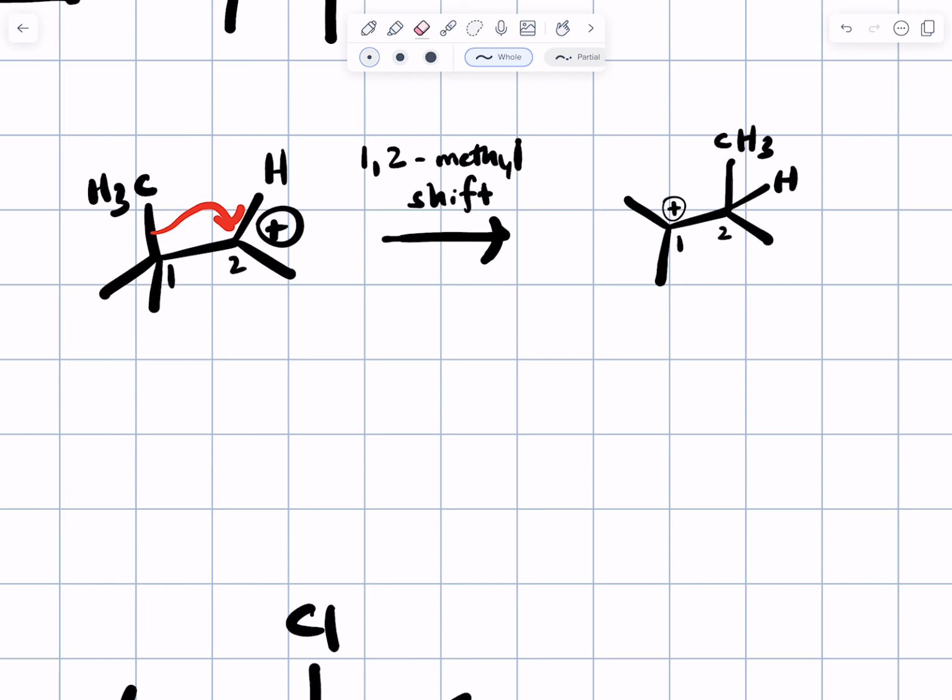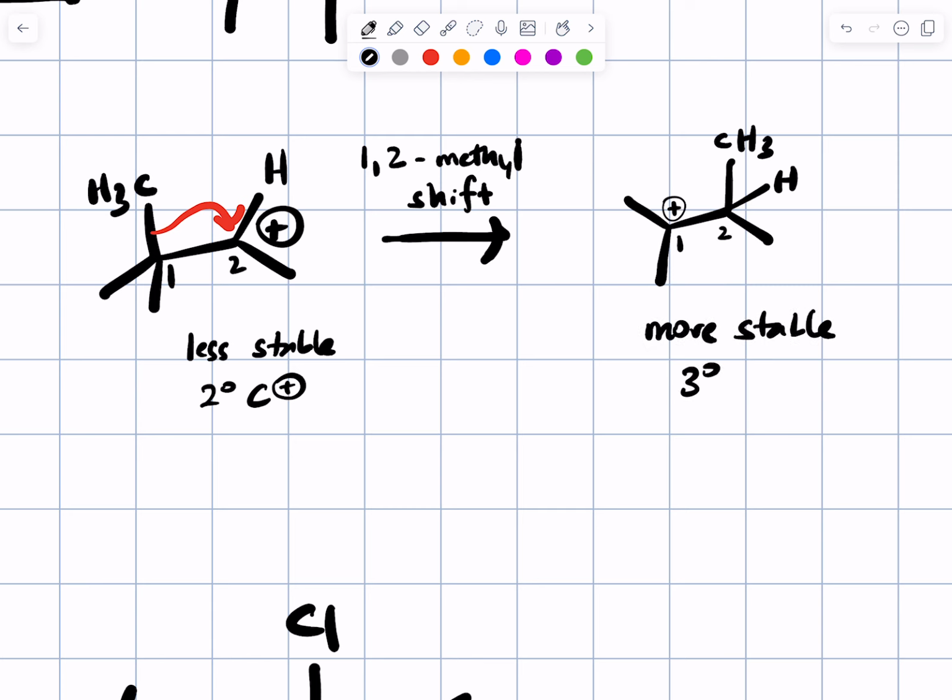It's a carbocation rearrangement. And this can occur anytime you have a carbocation. We're only worrying about it here, though, because it allows us to go from a less stable secondary carbocation to a more stable tertiary carbocation. So that's the driving force for this rearrangement to occur. We can go from something that's less stable to something that's more stable. Okay?